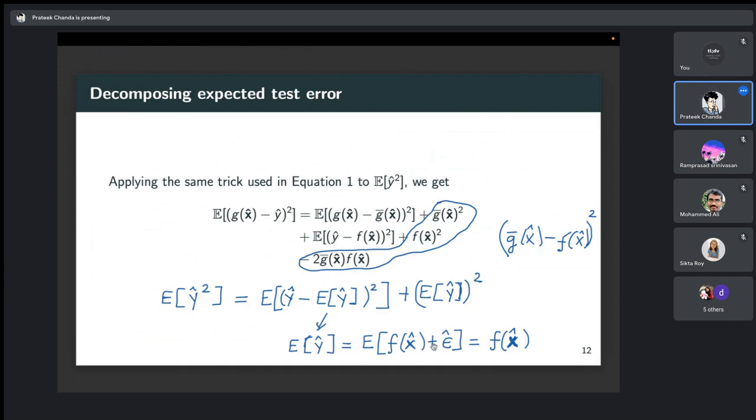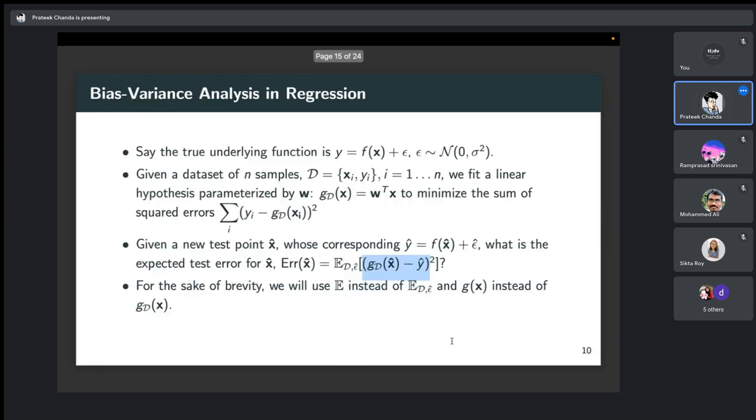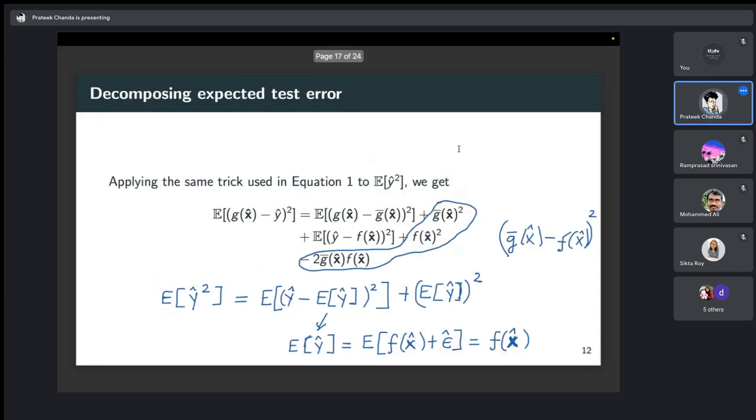And this is again linear, it can be broken down linearly. That's the expectation of f of x hat plus the expectation of epsilon hat. Now, if you remember, epsilon hat comes from a distribution of mean 0 and variance sigma square. So the mean is 0. As a result, my expectation of epsilon hat comes out to be 0. And I'm left with only the expectation of f of x hat. And since f of x hat is a constant in this case, it comes out as only f of x hat.